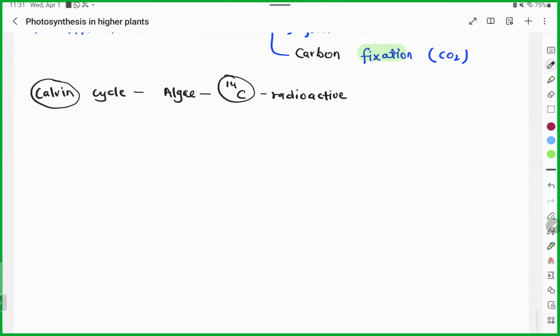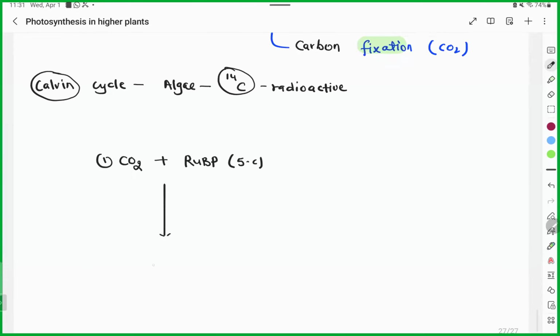I will give the simplest cycle. When CO2 is utilized, it will react with a 5 carbon molecule known as RuBP. So 5 carbon RuBP, 1 carbon CO2, total 6. So 2 molecules of 3 carbon PGA, phosphoglycerate, are produced.